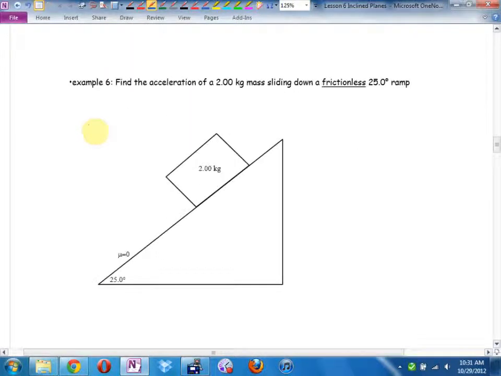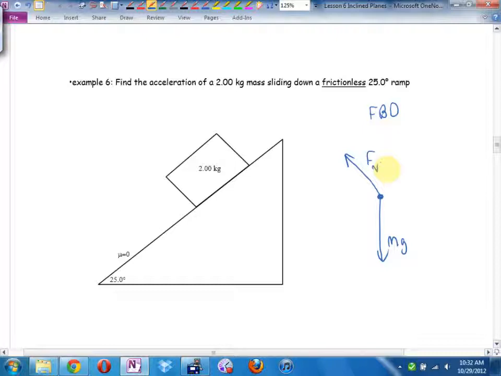Let's start solving some. Example 6. Example 6 says, find the acceleration of a 2 kilogram mass sliding down a frictionless 25-degree ramp. If I said, draw the free body diagram, I would go like this. What are the forces acting on this mass? Get the obvious one: mg. What else? A normal force. And those are the only two forces acting on this.